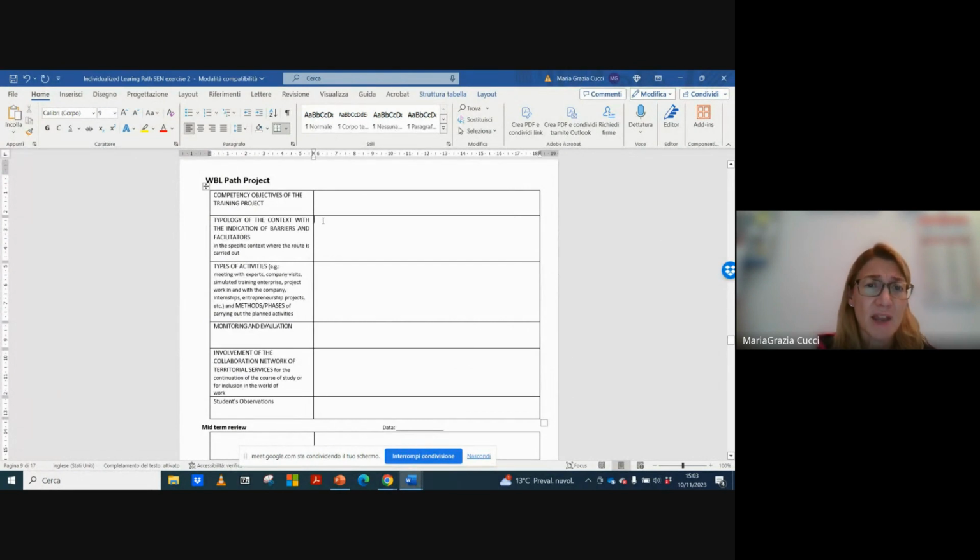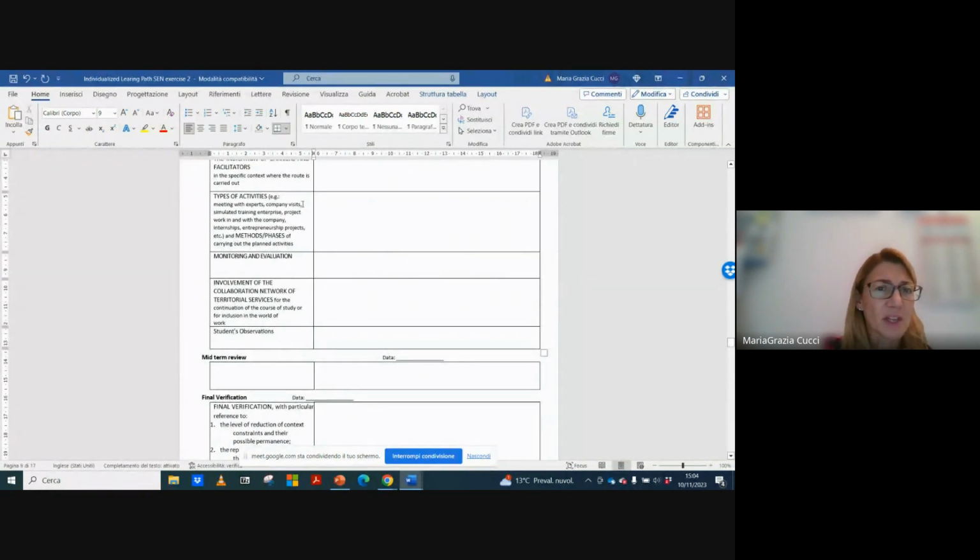Maybe we do not have any. Maybe the student has some difficulties, for instance, in reading instructions. So the barrier is reading instructions, and the way to go over these barriers, the facilitators, is the company tutor will read, will explain orally the instructions instead of leaving the student read the instructions.